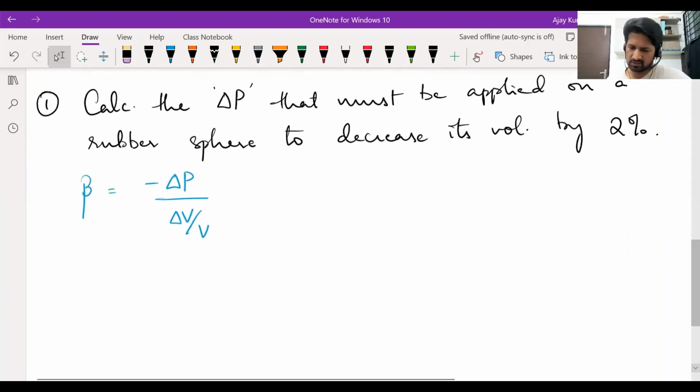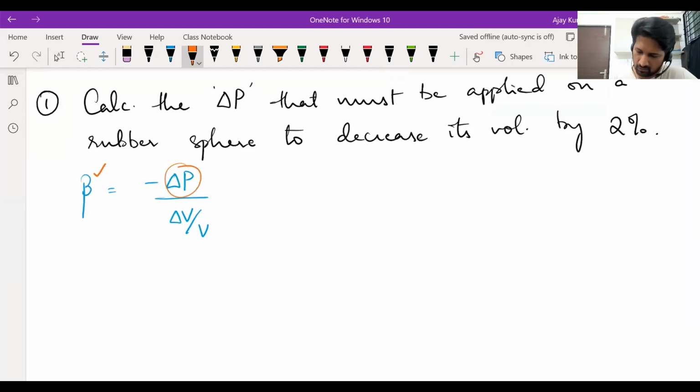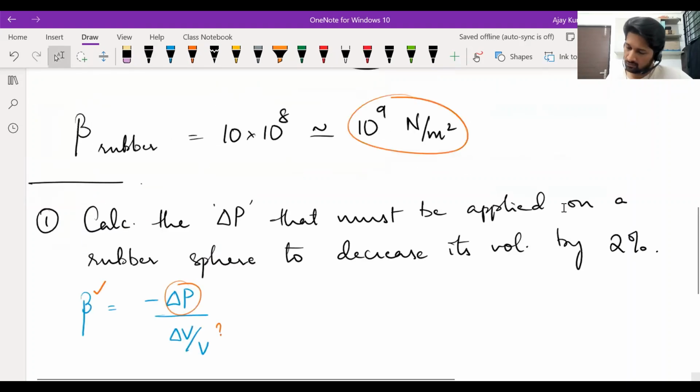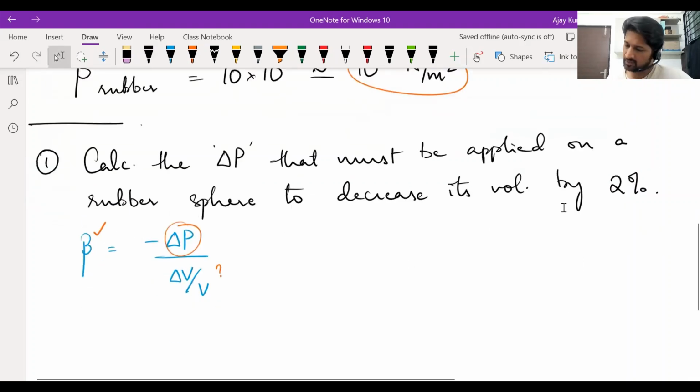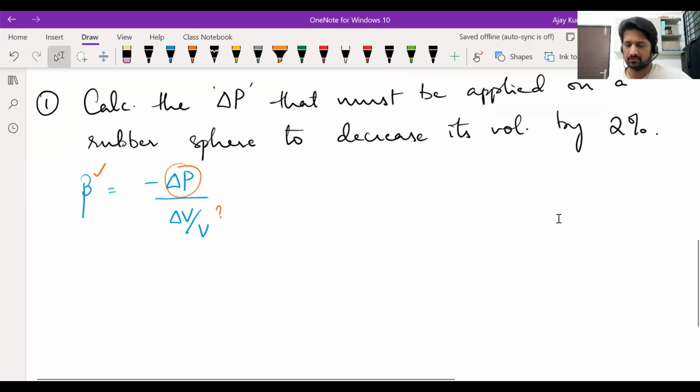See, the bulk modulus is known to us. You are asked delta P. Okay, this is known. If you know this, then you can answer delta P. It is told to you that the volume of the rubber sphere must decrease by 2%. Okay, how do you put that in mathematical form?